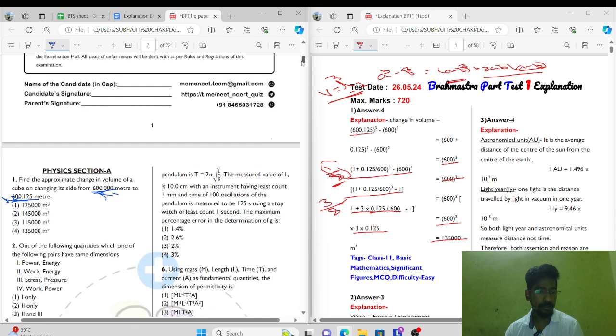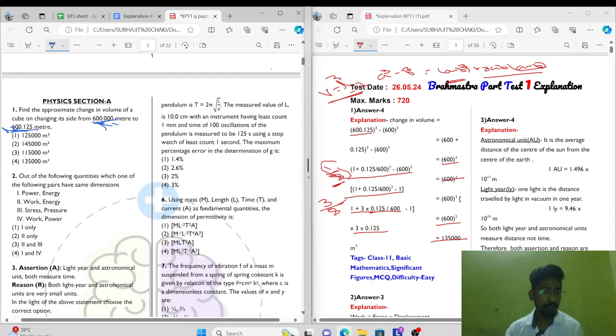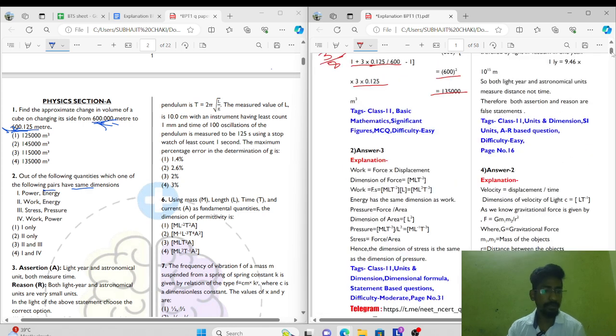Next one is the second question. Out of the following quantities, which one of the following pairs have the same dimensions? Okay, so you have to look at the dimensional formulas of the different physical quantities.